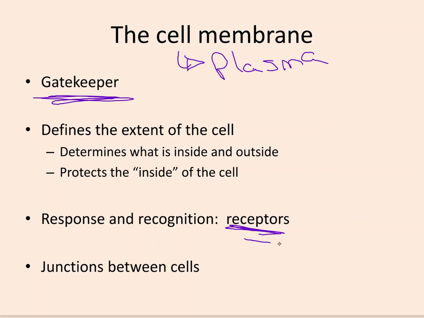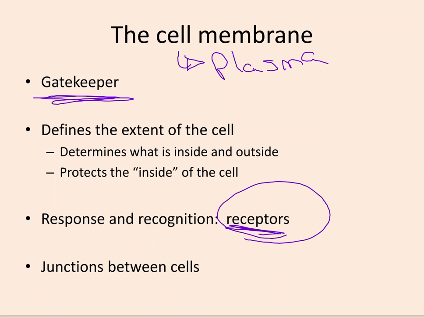Another important reason why you're going to have receptors on your plasma membrane is because they're going to help receive signals. So if one part of your body is sending a signal to another part of your body, then those cell surface receptors can receive those messages. We're going to look at that in a little bit more detail.